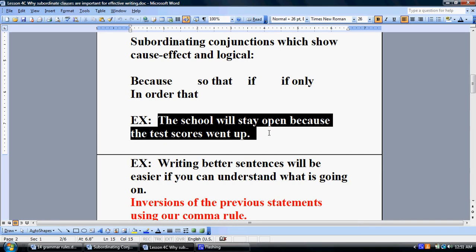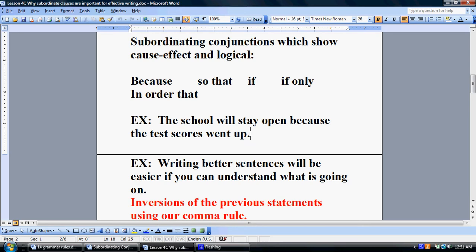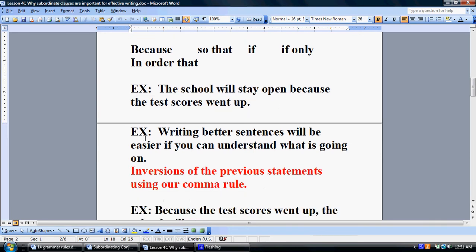The school will stay open because the test scores went up. Well, I ask a question about this. What is the logical relationship between this and this? Did the test scores go up because the school will stay open, or will the school stay open because the test scores went up? That's why the placement of a subordinating conjunction is crucial. It's obvious this has caused the first one.